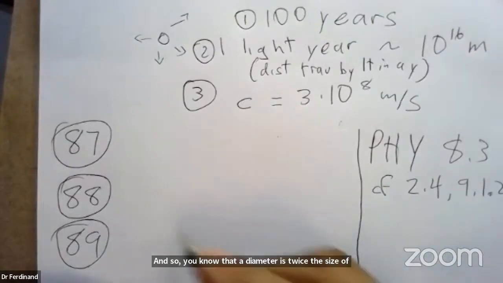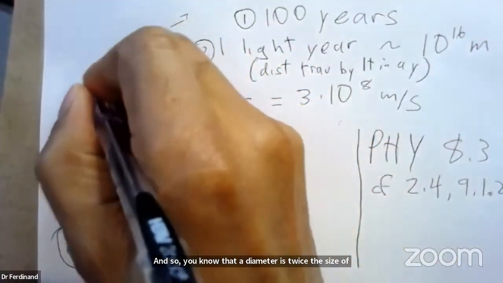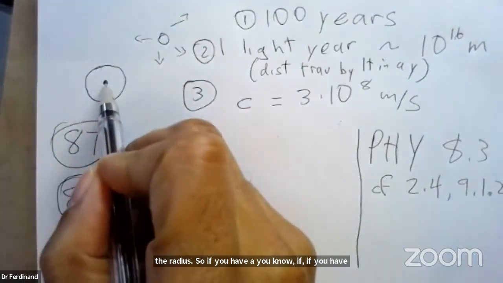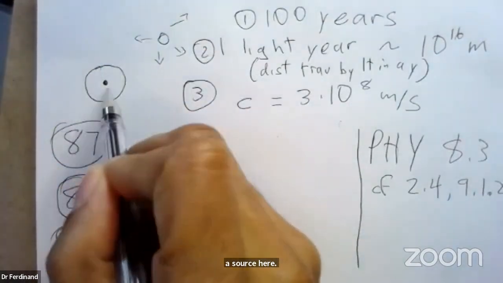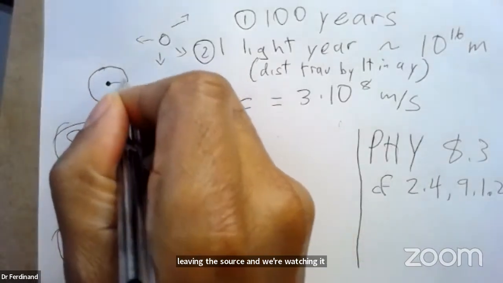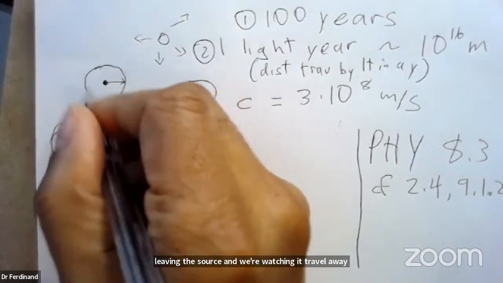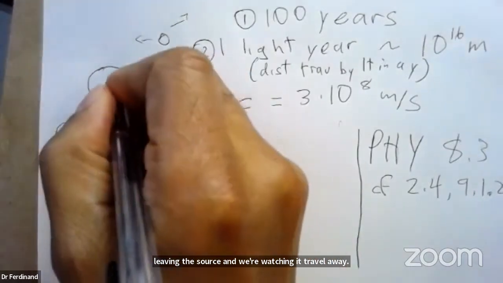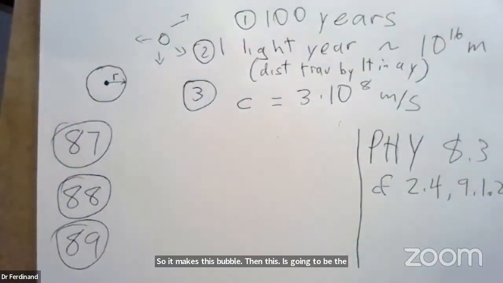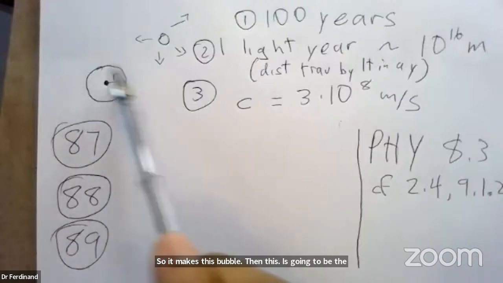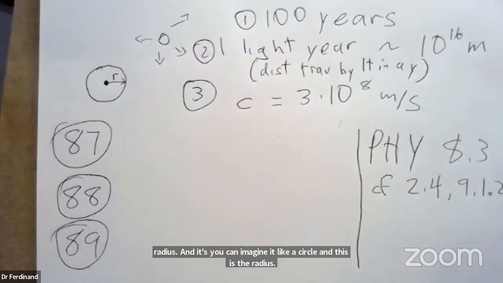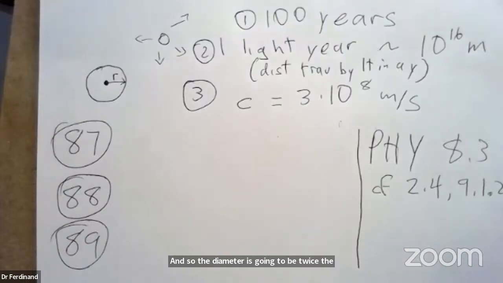So if you have a source here and the sound is leaving the source, and we're watching it travel away, so it makes this bubble, then this is going to be the radius. You can imagine it like a circle, and this is the radius, and so the diameter is going to be twice the radius. Now, why would I bring up such an elementary thing?